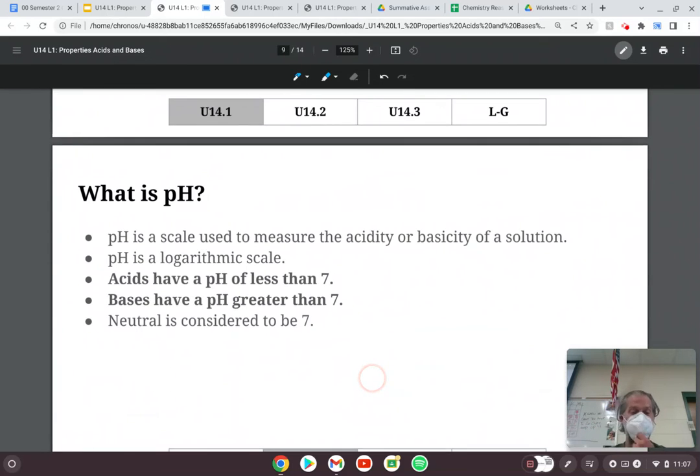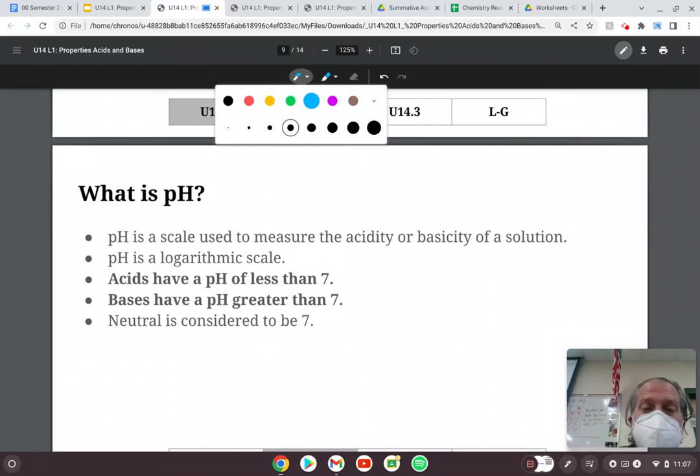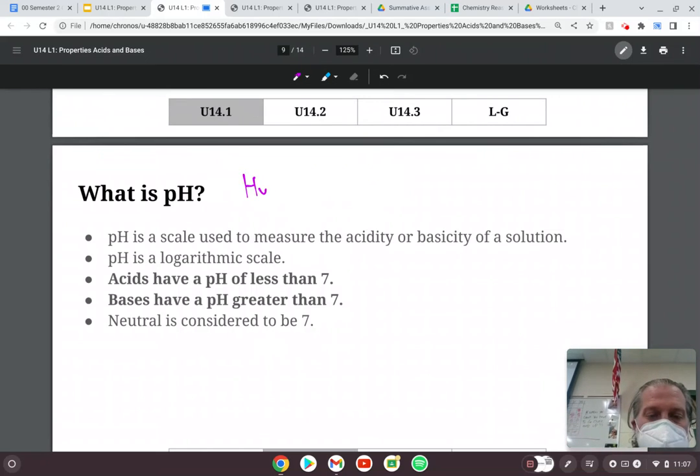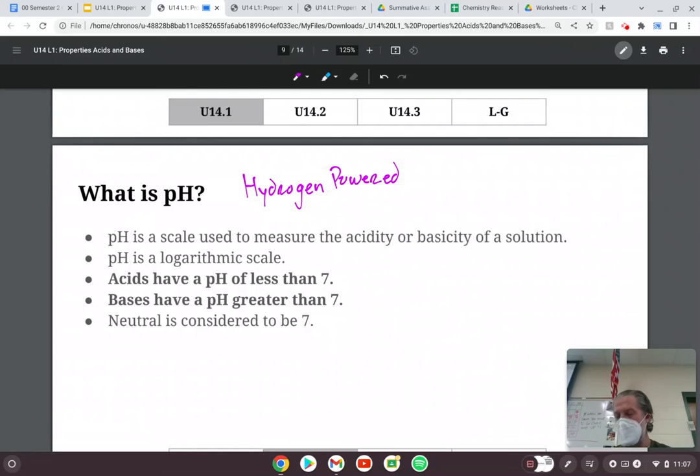All right, so now I need to talk a little bit about pH. The pH comes from a French phrase that's referred to as hydrogen powered. Like the label on your note packet, you may have noticed it was following the hydrogen. The reason I put that on there is that a lot of what we do in acid and base units is tracking what's happening to the amount of hydrogen that's in solution.